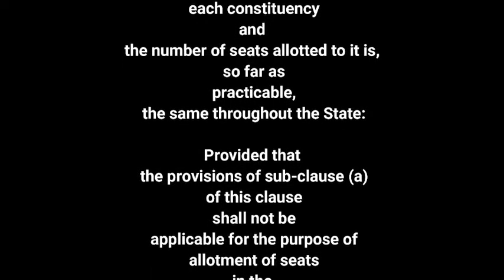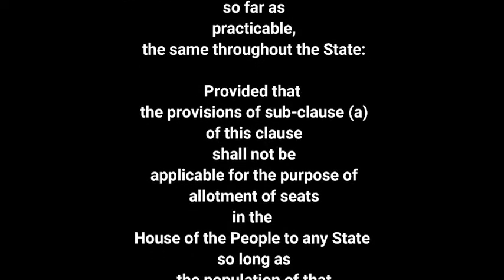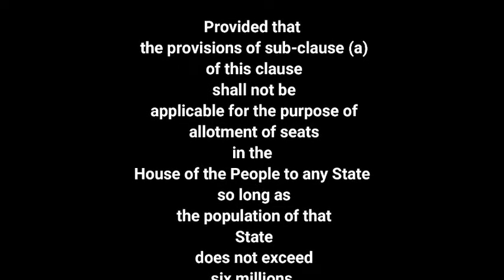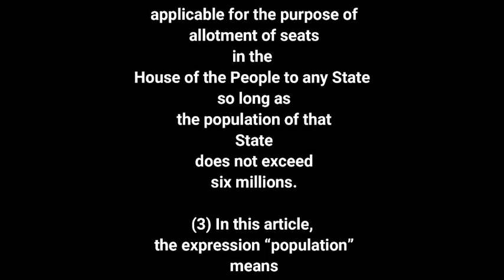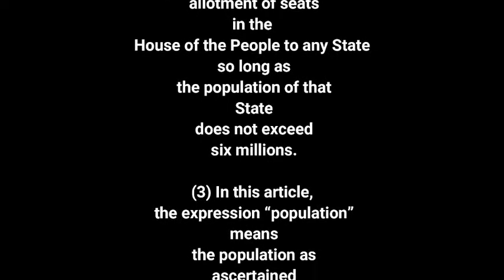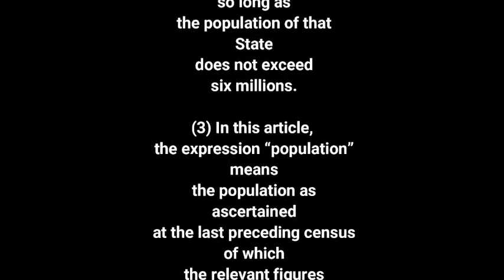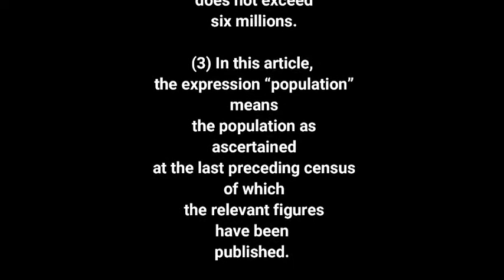the state. Provided that the provisions of Sub-Clause A of this clause shall not be applicable for the purpose of allotment of seats in the House of the People to any state so long as the population of that state does not exceed 6 millions. 3. In this article, the expression population means the population as ascertained at the last preceding census of which the relevant figures have been published.